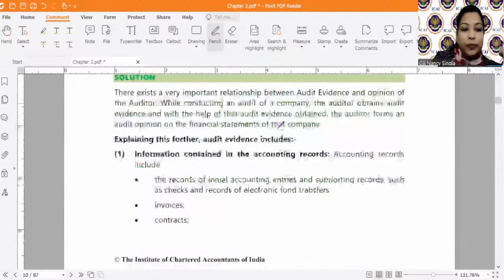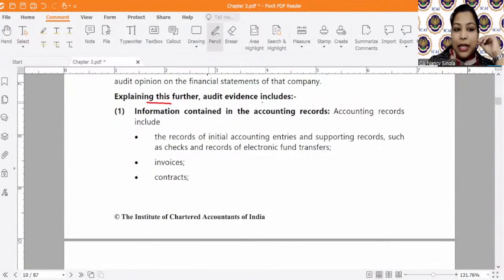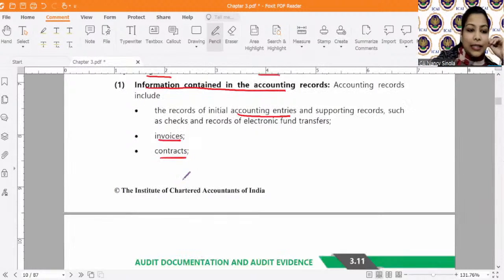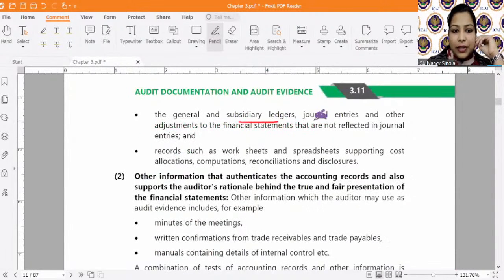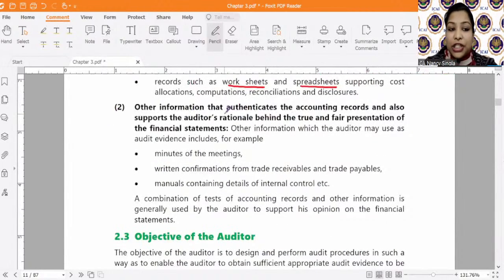Okay? So let us now see what is meant by information contained in accounting records. Your accounting entries, your invoices, contracts, your subsidiary ledgers, journal entries, your worksheets, spreadsheets. See, all these are used in the preparation of financial statements. So first is that. And what is second? Other information that authenticates, which means validates, the accounting records. Okay? So any information that validates and authenticates the above information, and also supports the auditor's rationale. Rationale is the auditor's reason, or you can say the auditor's belief behind the true and fair presentation of the financial statements.